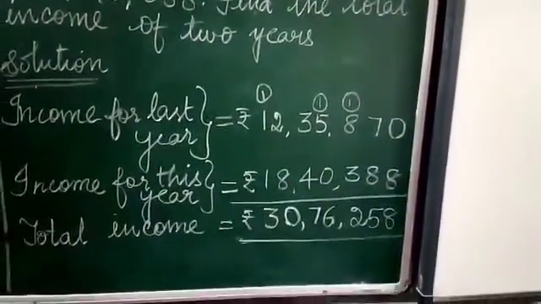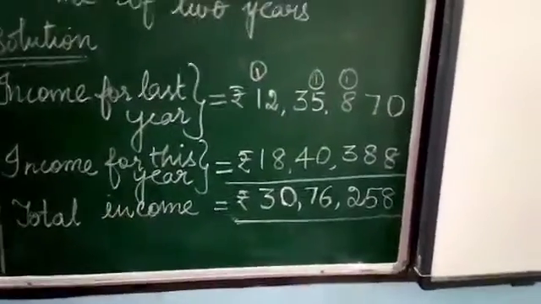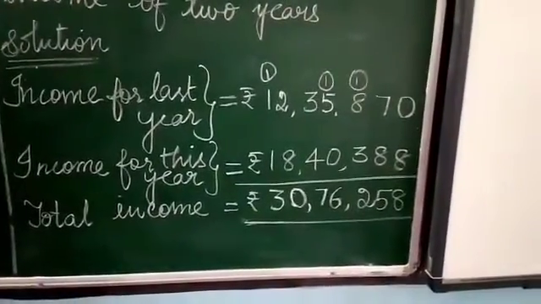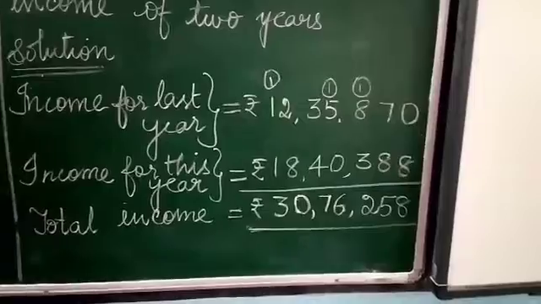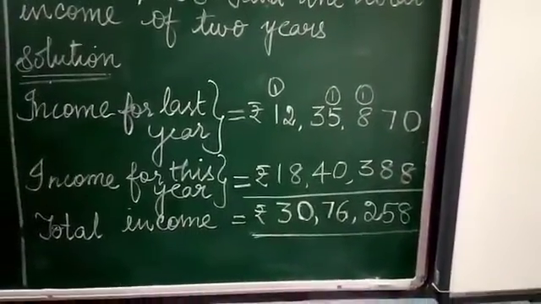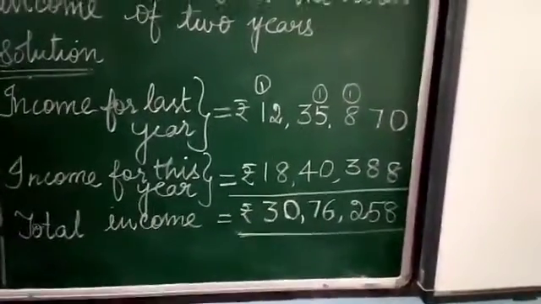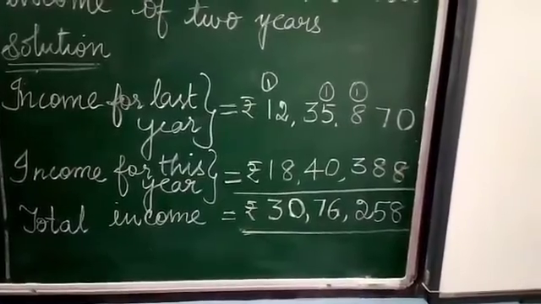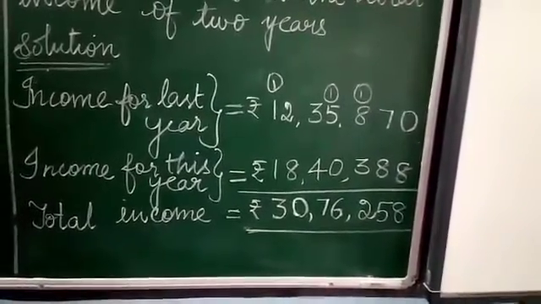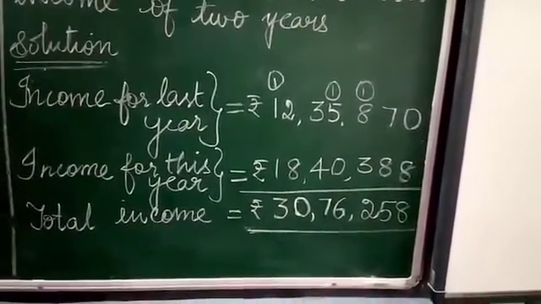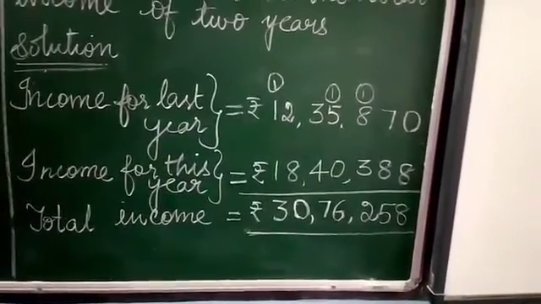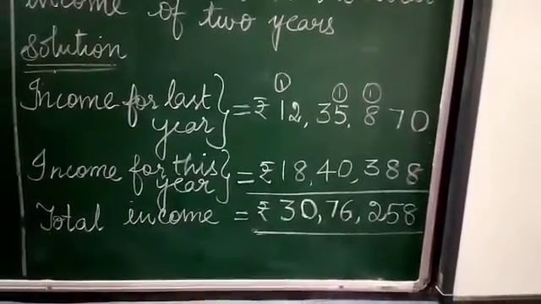Again, you are going to add these two numbers. How to add? First, arrange the numbers in the proper way: ones in the ones place, tens in the tens place. Okay. Then after that, from the ones place we are going to add. First, 0 plus 8 is 8, because any number we add with 0, the same number is the answer.